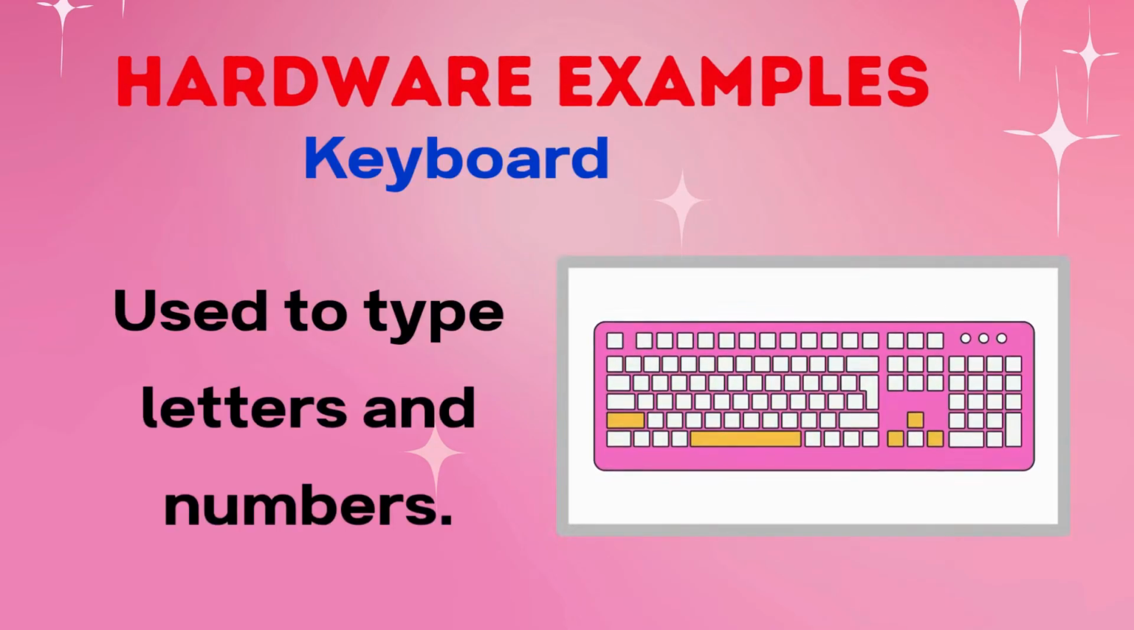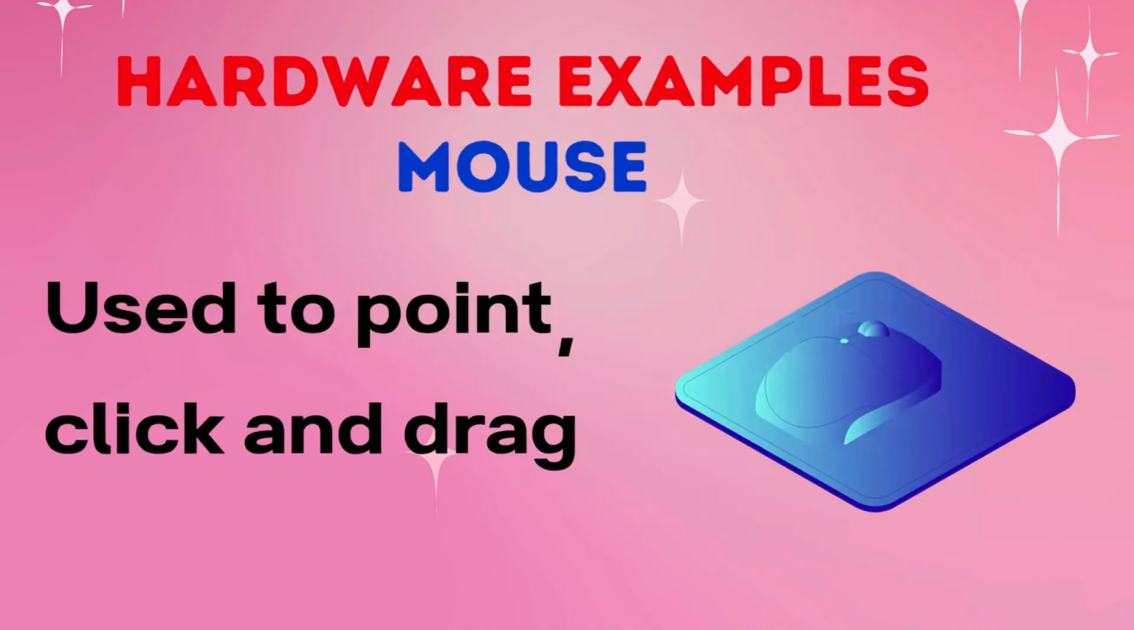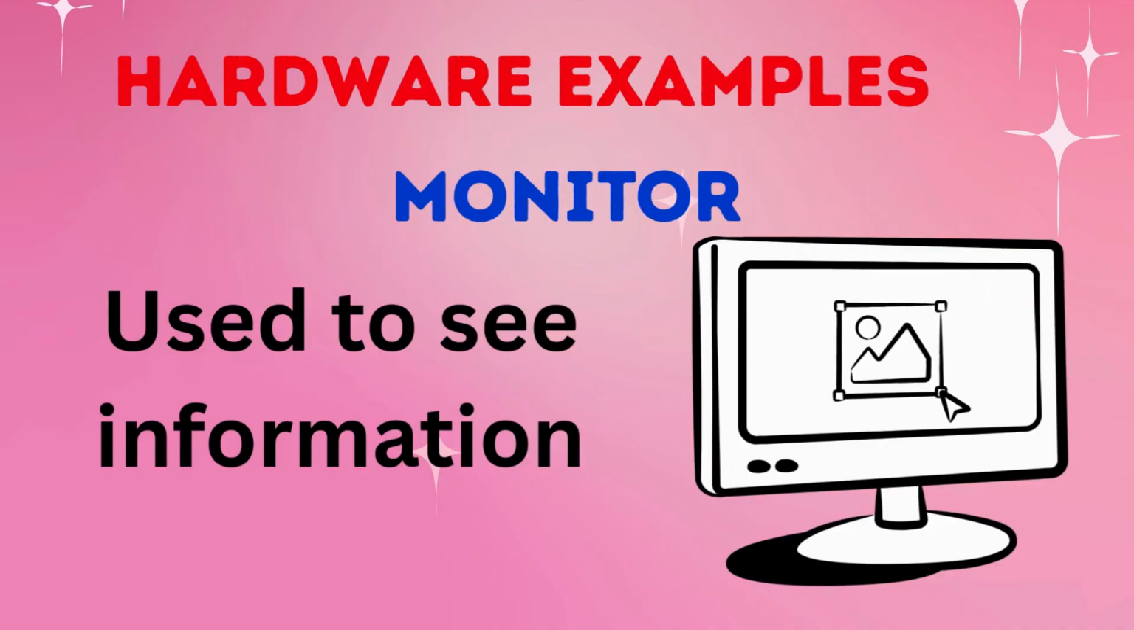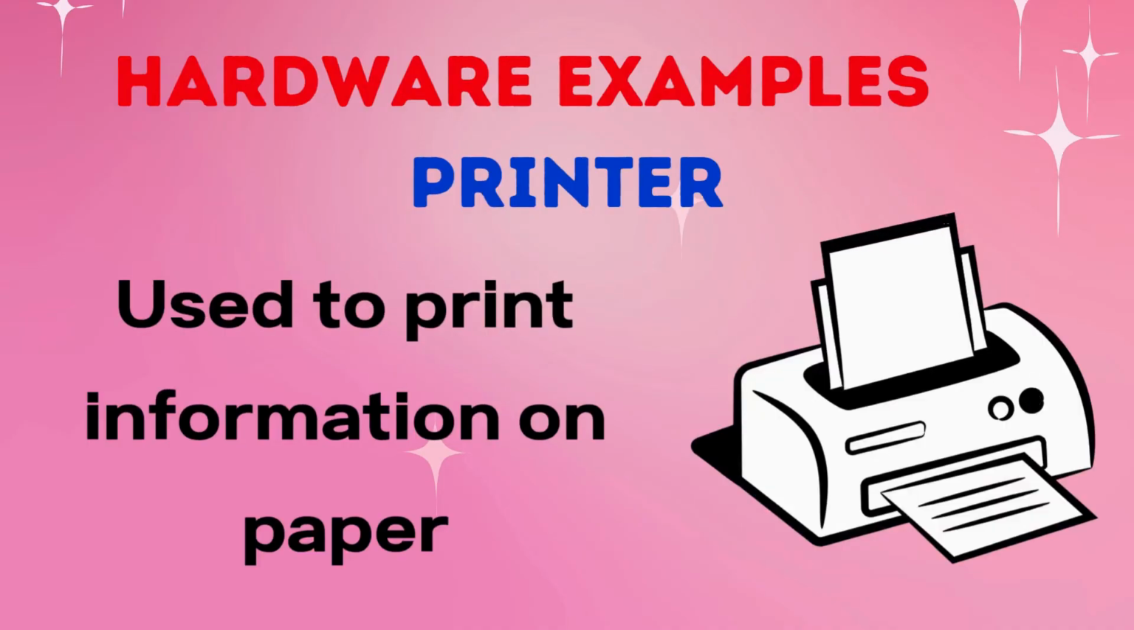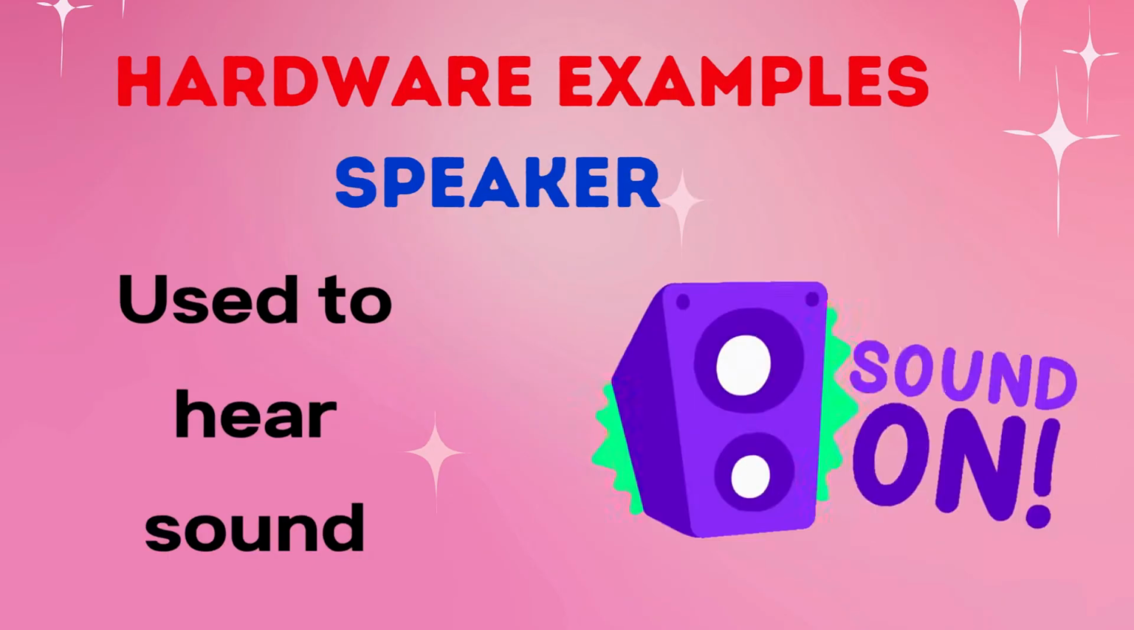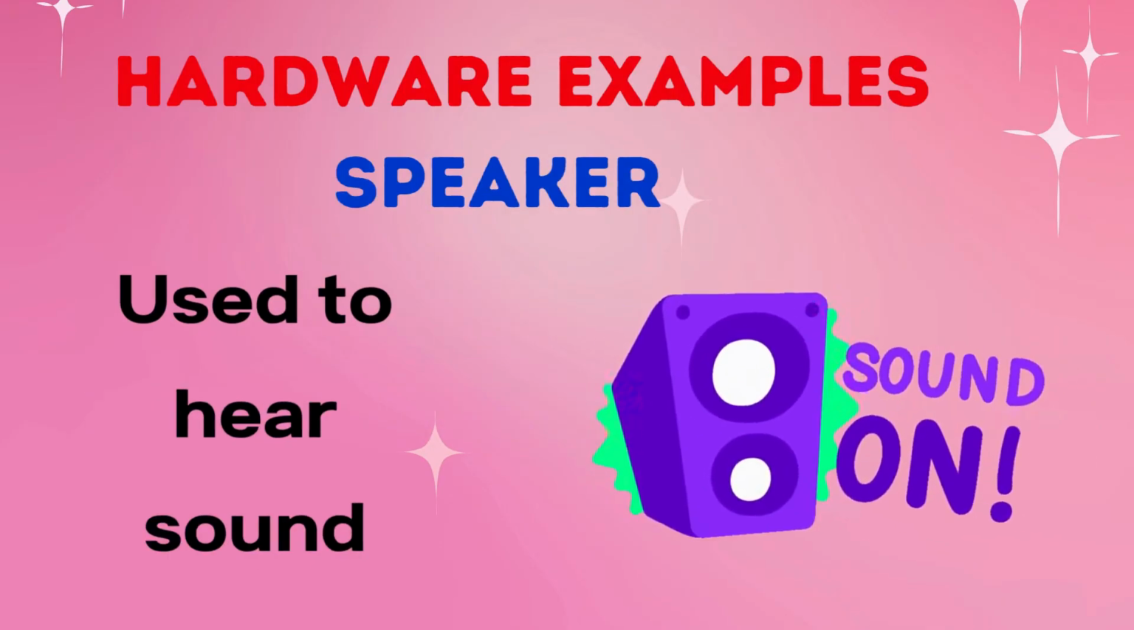Keyboard, used to type letters and numbers. Mouse, used to point, click, and drag. Monitor, used to see information. CPU, the brain of the computer. Printer, used to print information on paper. Speakers, used to hear sound.